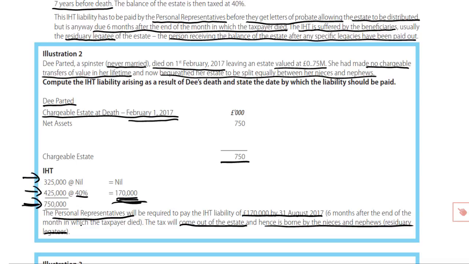Now, what of course will happen in any exam question is there will have been lifetime transfers, and some, if not all of them, will have occurred within the 7 years before the date of death, and thus impact on the use of the nil rate band, and therefore on how much tax on this chargeable estate of £750,000 may indeed then be payable. But that and all that goes with it awaits us in our next lecture together.